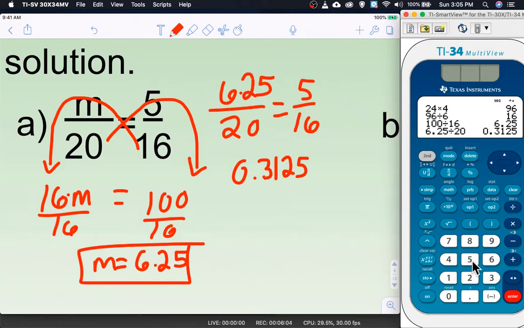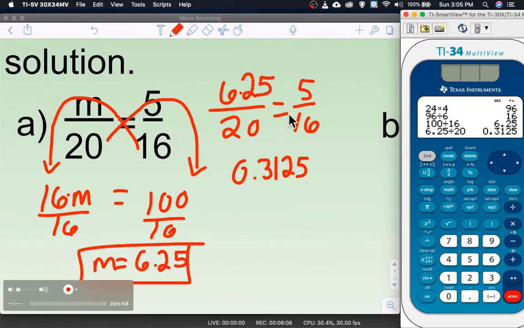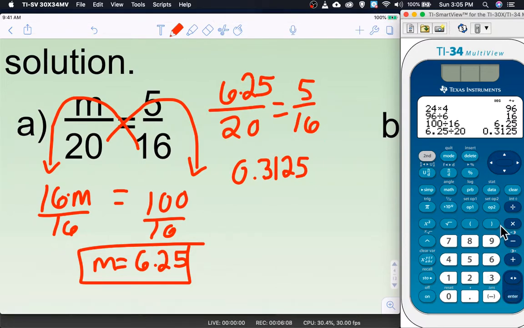And I want to know, is that the same thing as the other side of the equal sign? If I take 5 divided by 16, do I get the same value? And yes, I do. So that proves that m equals 6.25 is the correct solution, because when I plug it in, both sides of the equal sign have the same value.